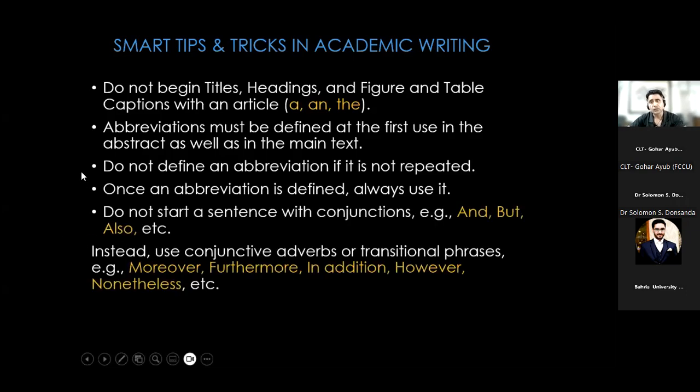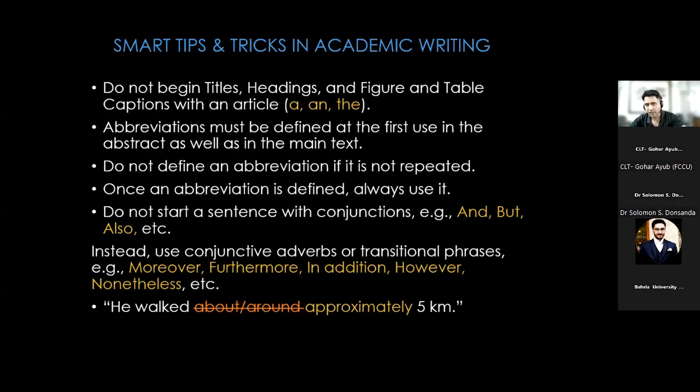Do not start a sentence with conjunctions like and, but, also. Instead, use conjunctive adverbs or transitional phrases like moreover, furthermore, in addition, however, nonetheless. Because using and, but, and also at the start is typically a non-native style. It's Asian style, Arabic style, Chinese style. Initially it was, he walked about around 5 kilometers. So about around is a non-native style. You have to use the word approximately 5 kilometers.